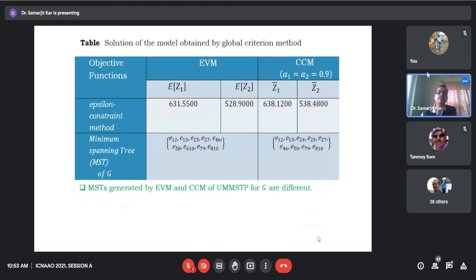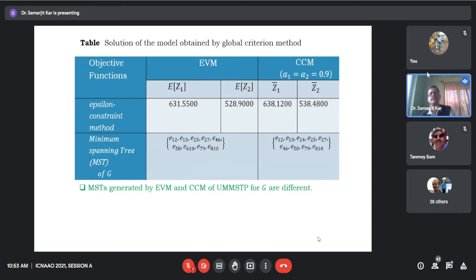And by using the expected value model, we find the expected value of the cost is around 631.55, and the time value is this. And the corresponding minimal spanning tree, because here the number of vertices is 10, obviously the minimal spanning tree contains 9 edges.